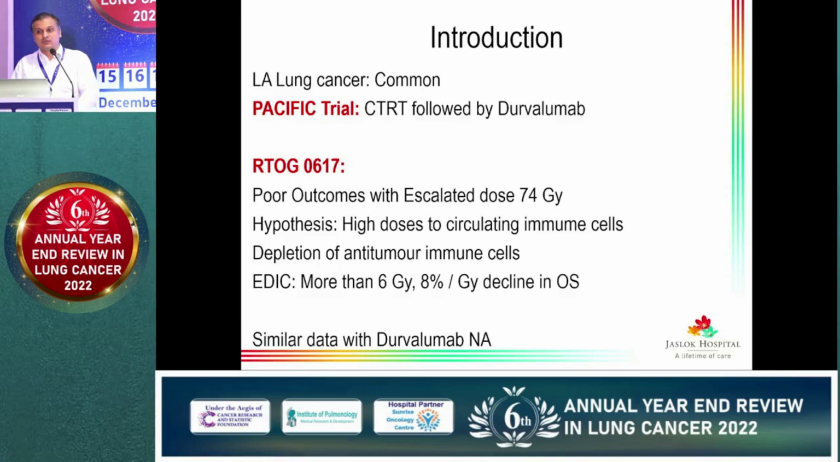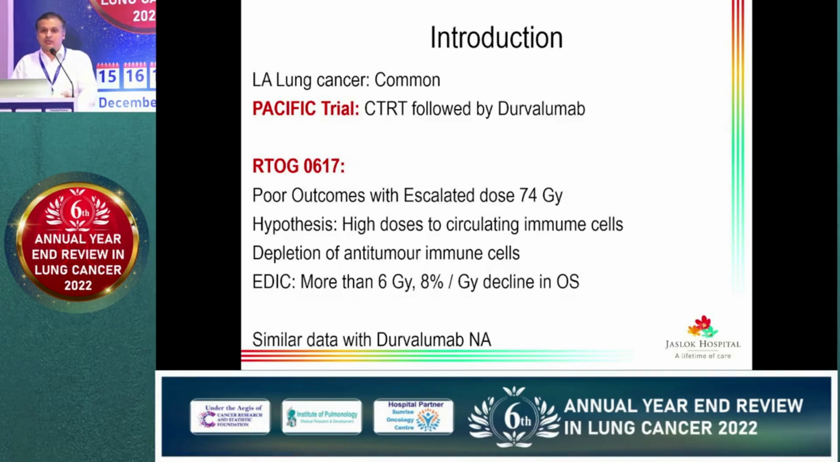The initial RTOG 0617 trial, comparing dose escalation up to 74 gray, showed poor outcomes with the escalated dose of 74 gray. The authors hypothesized that the higher dose to the circulating immune cells and the depletion of the anti-tumor immune cells were responsible for the poor outcomes. They also gave a concept of the estimated dose to the immune cells, or EDIC, and showed that an EDIC of more than 6 gray impacts overall survival by around 8% per gray of additional dose to the EDIC.